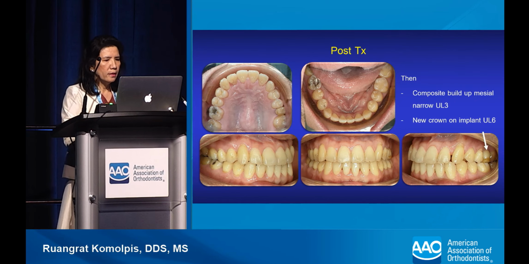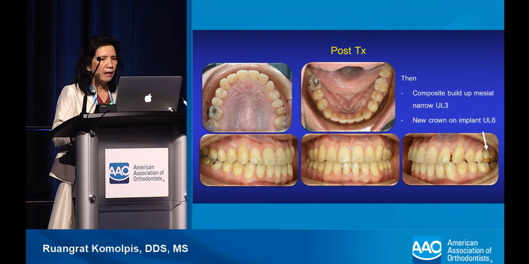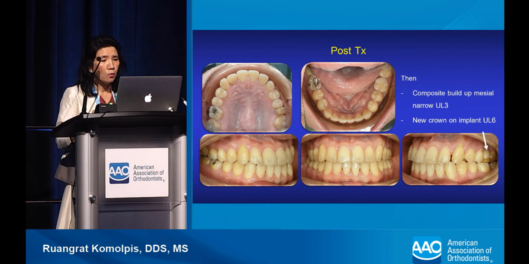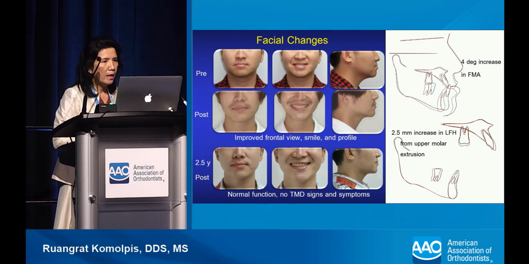So post-treatment, this is how he looked. Then we have composite buildup mesial to the narrow upper left canine, and we refer him to have a new crown on the implant upper left 6. The facial change, he has much improved in facial aesthetics. Upper front teeth now can be seen as smiling. We rotated mandible clockwise 4 degrees and increased lower face height 2.5 millimeters from upper molar extrusion.